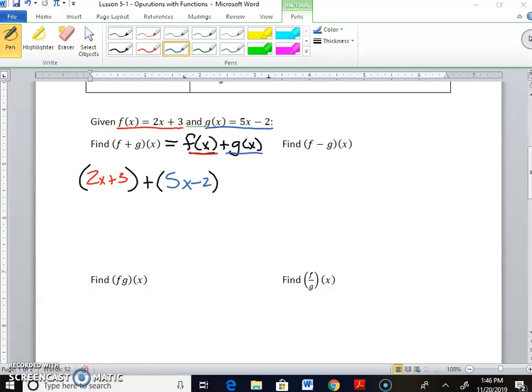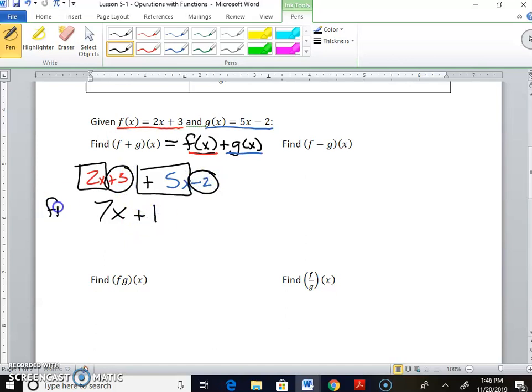Now, when I'm adding, if I've got an addition sign here in the middle, we really don't need to worry about these parentheses. All you are going to do is combine like terms. So 2x and 5x give me 7x, and then a positive 3 and a negative 2 gives me a positive 1. So f plus g of x equals 7x plus 1. And that's what we have to do for addition.